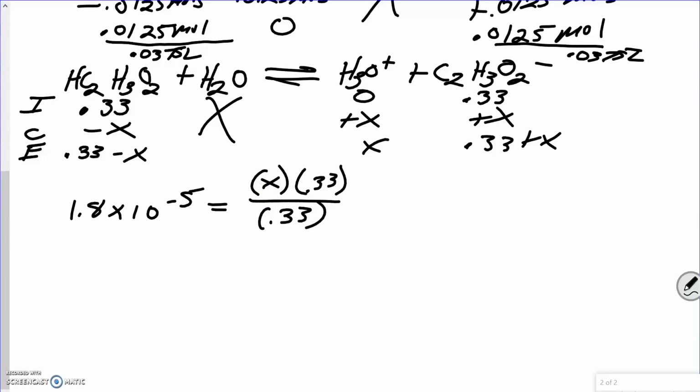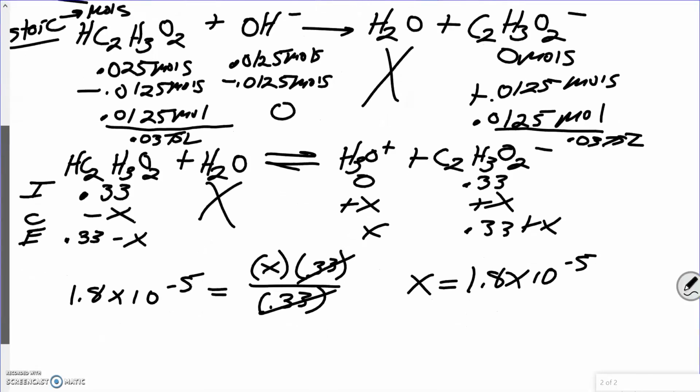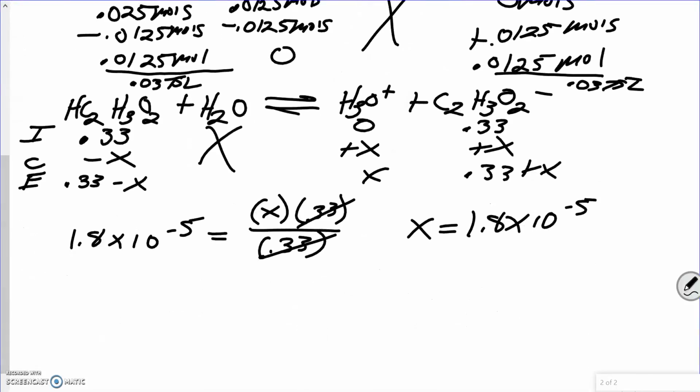Now, what do you notice here in your math? Because these two values are the same, they actually cancel out, which means our x is going to equal 1.8 times 10 to the negative 5th. Our x value actually equals our Ka, or Kb if we're dealing with a base, at our midpoint, and that's only true at the midpoint. So that does make our math easier. In technicality, we could probably get away without having to do all the math, but you still can.